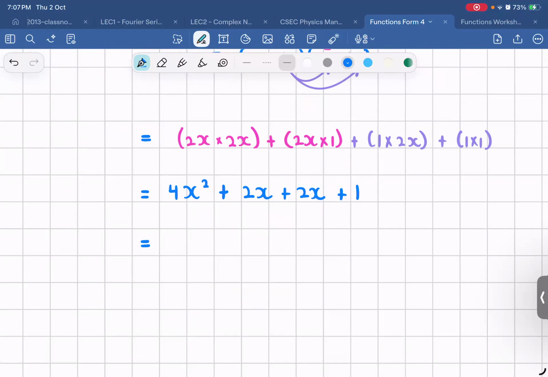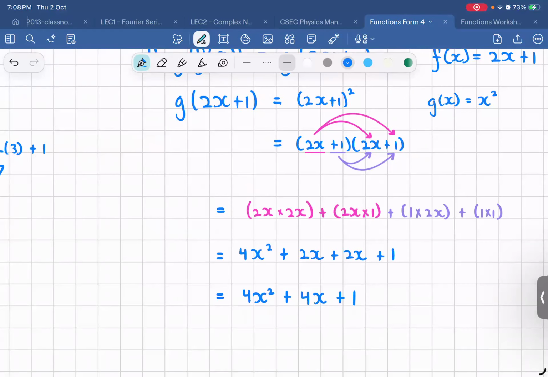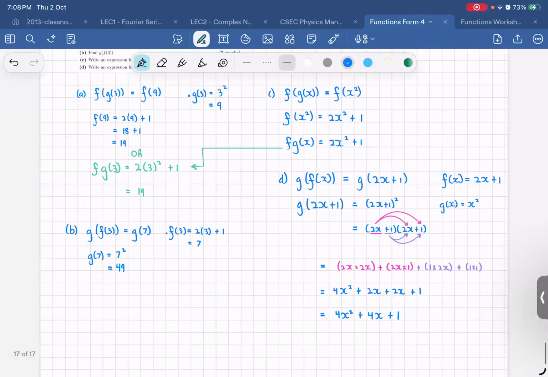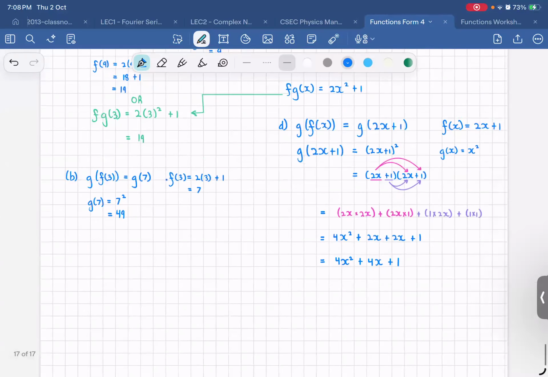Right. So if you have 2x over here and you have 2x over here, you're going to group them together, you're going to combine them. So you're going to end up with how much x is? 4x. Right? 4x plus 1. If this confuses you real bad, tell me. Tell me, guys. You good? Yes. All right.